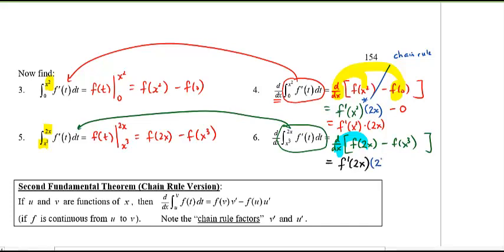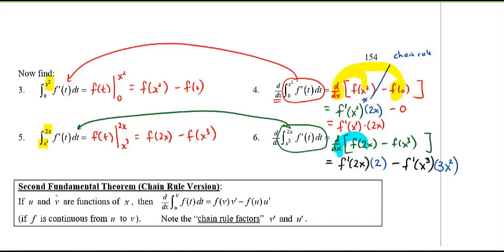Yes, thank you. If you said in your mind or out loud to the screen, yes, an extra factor of 2. Bravo. And then when I take the derivative of f of x cubed, yes, that becomes the derivative of x cubed function. But yes, once again, we have a function within a function. Hello, chain rule, and the extra factor of 3x squared.